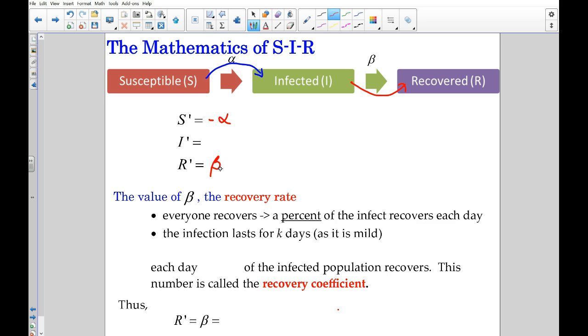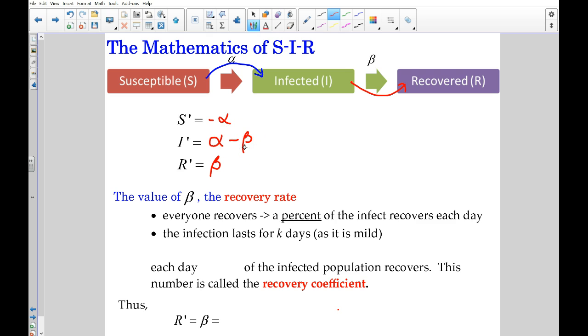Now, the infected compartment has two dynamics going on. So people are entering and people are leaving. Since people are entering, that change is denoted by a positive value. So it's going to be positive alpha. They're going to come in at a rate of alpha, and then they're going to leave at a rate of beta, so minus beta.